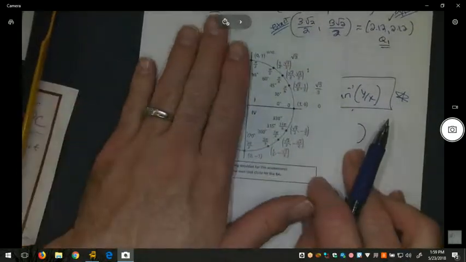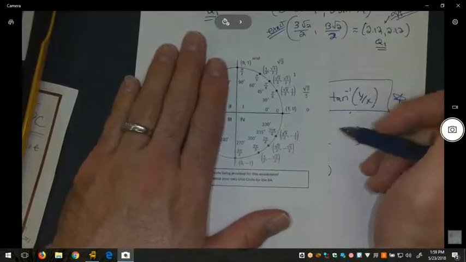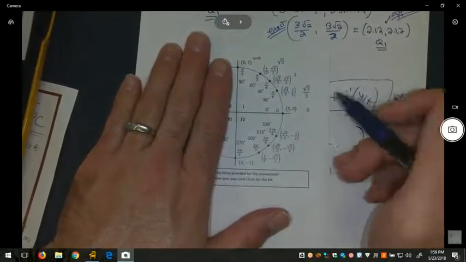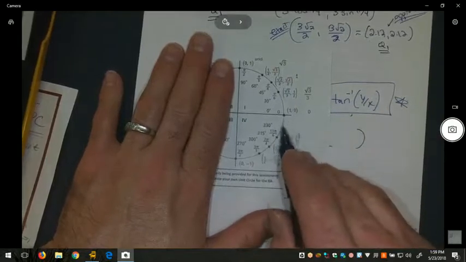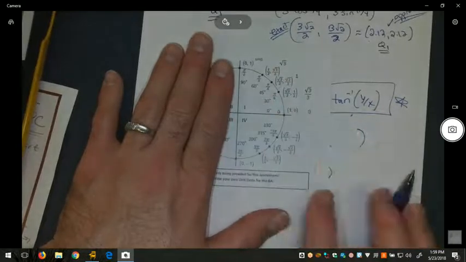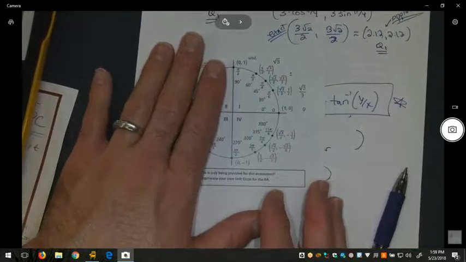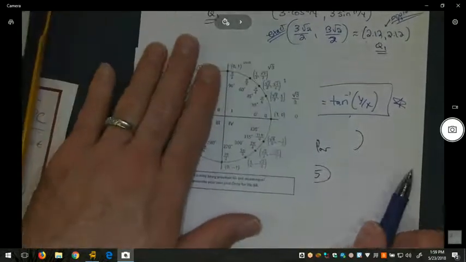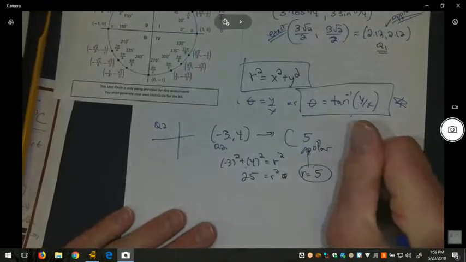Tangent inverse, if you remember from our unit circle, because we had to restrict the domain of tangent in order for its inverse to be a function, tangent inverse will only give us an output from negative pi over 2 going down to positive pi over 2. But that's not quadrant 2. This is the piece where we have to be very careful. We have to get ourselves to quadrant 2. We'll talk more about that in a second.